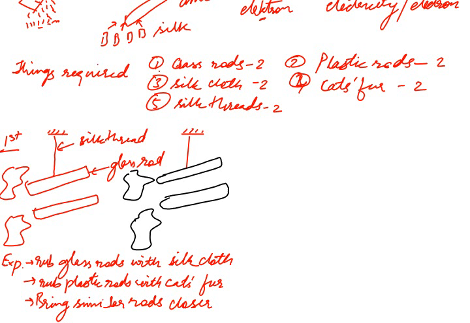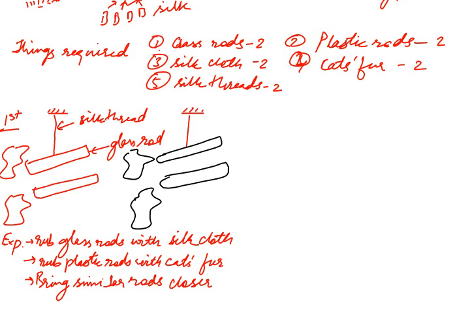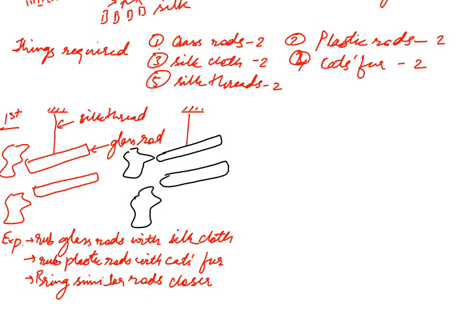Then what will I observe? If you don't have any idea about electrostatics, then be ready to be amazed. You just have rubbed these rods with something, here silk cloth and cat's fur, and after rubbing, when you bring them closer, they start repelling each other. The two glass rods repel each other. The two plastic rods also repel each other.